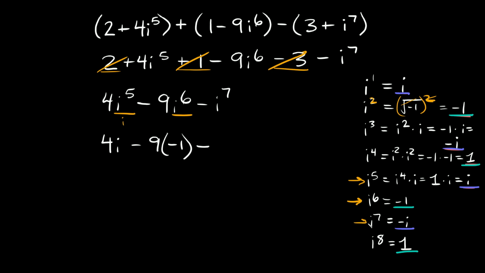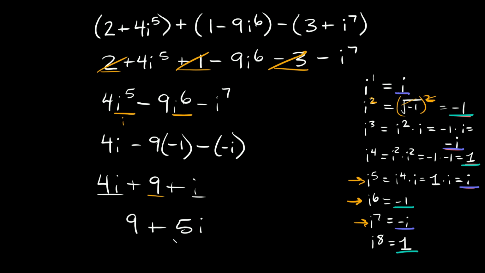What's i to the seventh? i to the seventh is right here, negative 1, or sorry, negative i. So we're going to plug in a negative i right there. Okay, so then we get 4i plus 9 plus i. Okay, and then writing this in standard form, again, our number goes first, right? So we're going to say 9 plus 4i plus i is 5i, right? So 5i like that. So 9 plus 5i.